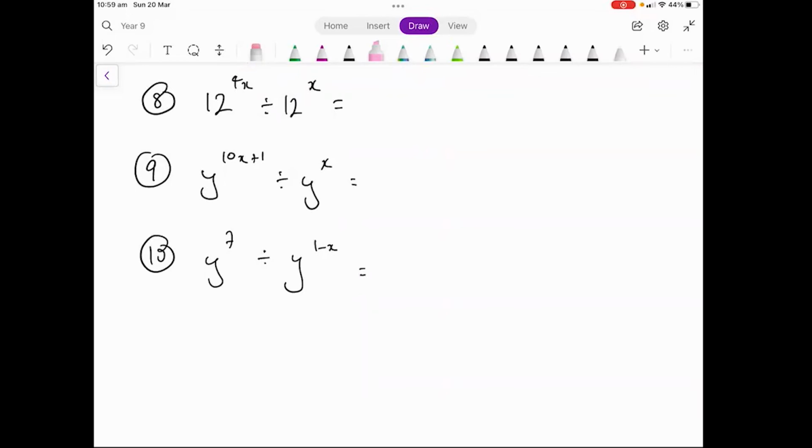Alright, question 8 looks a bit complicated, but it's not. We can see that the base is the same, 12 and 12, so we leave the base the same as 12. And according to our law, we simply subtract the powers. 4x minus x is 3x, so the answer is 12 to the power of 3x.